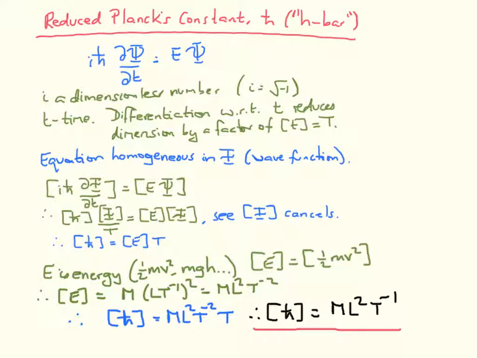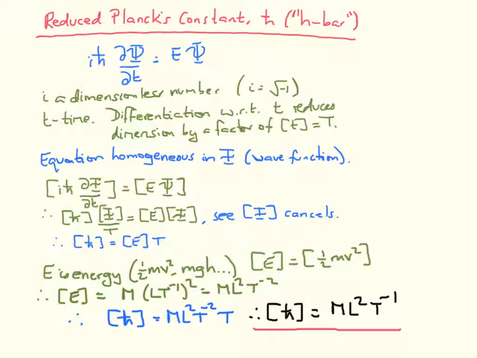So in the final exercise, we have a differential equation, and we're asked to find the dimension of this quantity, which we read as h bar. It's written as h with a little line through it, and it's called the reduced Planck's constant. So i is a number. It is the square root of minus 1, and it is dimensionless. T is time, and psi is a wave function. Now we notice that psi occurs here and here. That will be very important in a moment.